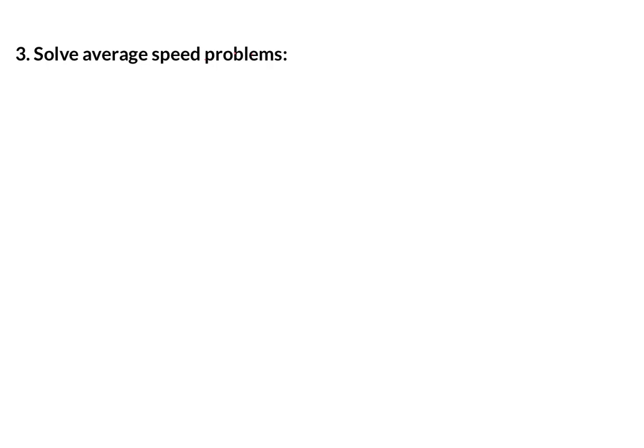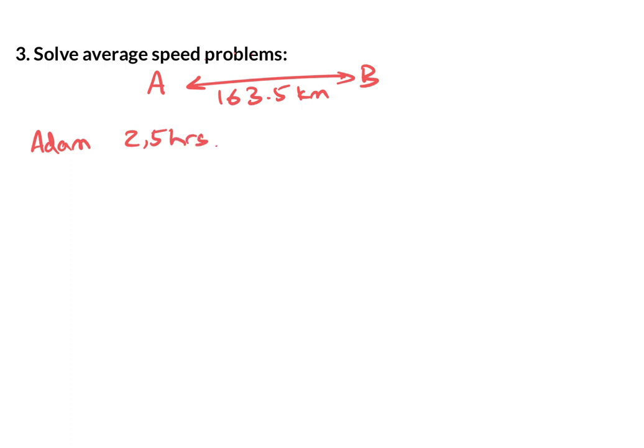Next up, we have solving average speed problems. So let me give you a scenario where there are two towns. We will say town A and town B. And these two towns are 163.5 kilometers away from each other. And if we say that Adam drives his car, hopefully it's better than the one you saw the picture of just now, and say it takes him 2.5 hours to complete the journey. What is his average speed?